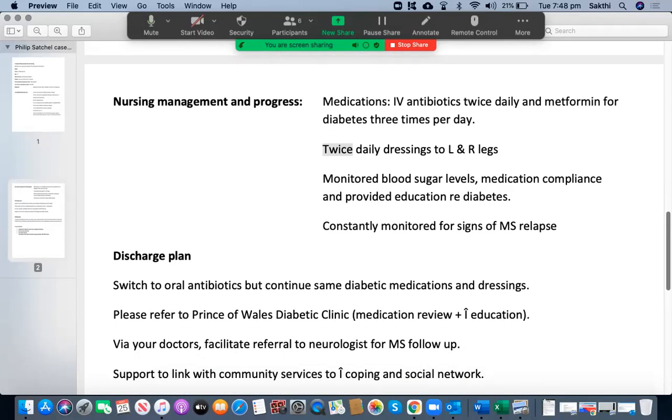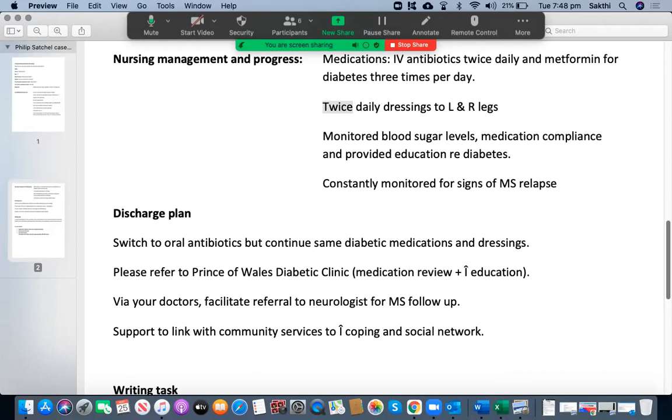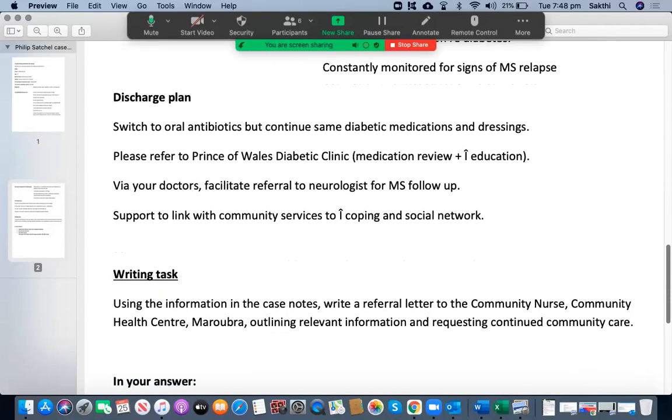Monitored blood sugar levels, medication compliance, and provided education regarding diabetes. That's all right. Constantly monitored for signs of MS relapse. Okay. Switch to oral antibiotics, but continue some diabetic medications and dressings. Okay, that's fine. Please refer to Prince of Wales Diabetic Clinic. Okay, medication review plus education. Okay, good. Doctors facilitate referral to a neurologist. Okay, you have included this as well. Support to the community service. That's also good. Yeah, I think you have included all the relevant case notes.